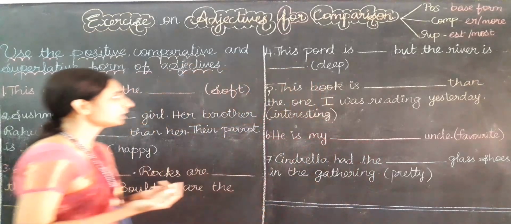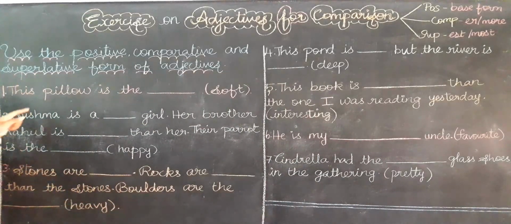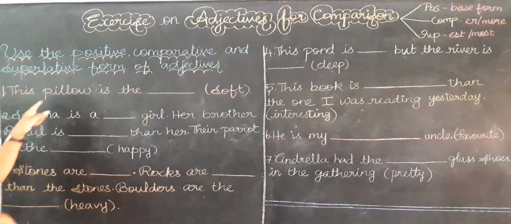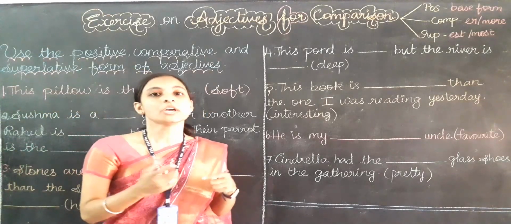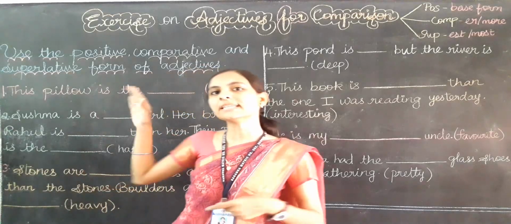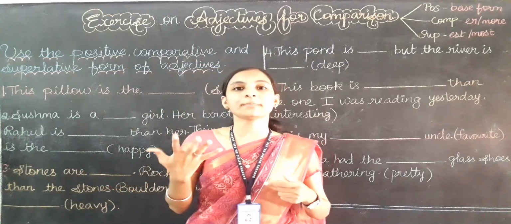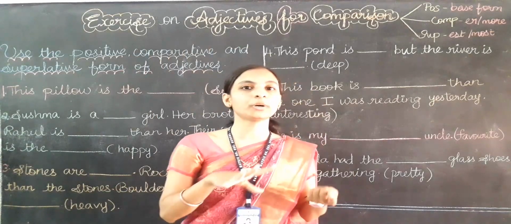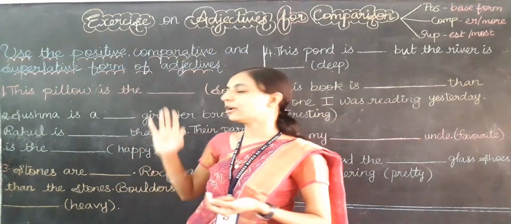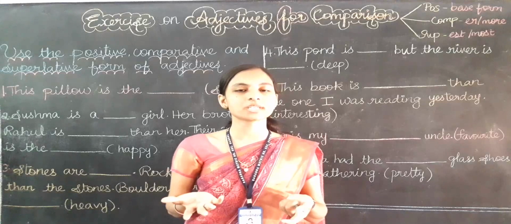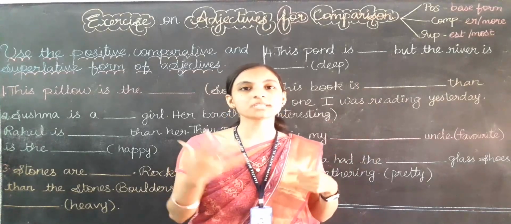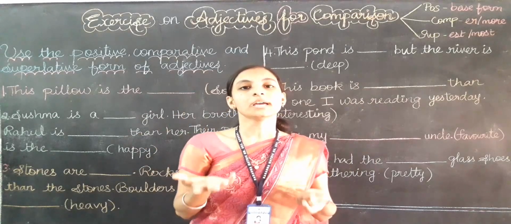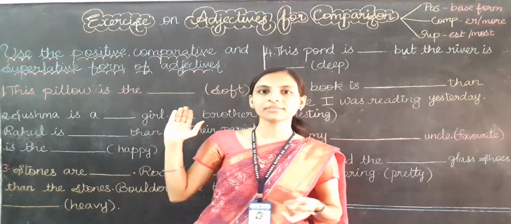Okay. So the first question is, this pillow is the dash. Here they have given the adjective, that is soft. So among all the pillows, only this pillow is soft, I am telling you. Among a group of things, only this pillow is soft. So which form do we need to use? Yes, superlative only. When we are talking about the worst or best in a group, we need to use superlative degree only.